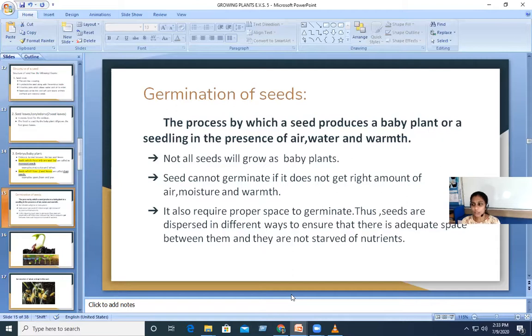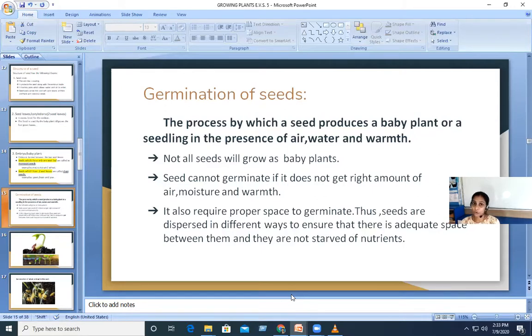Not all seeds will grow into baby plants. If you put some 10 seeds in moist soil, it's not necessary that all 10 seeds will grow into individual plants. There are some conditions. A seed might not get proper space, water or sunlight, and it might be fighting for space and sunlight. It might also be eaten by insects, or spoiled if animals move on it and stamp on it, so it might be lost.